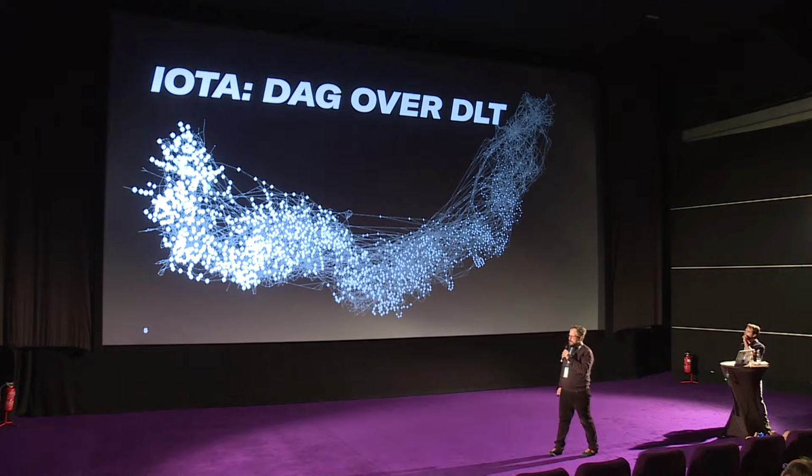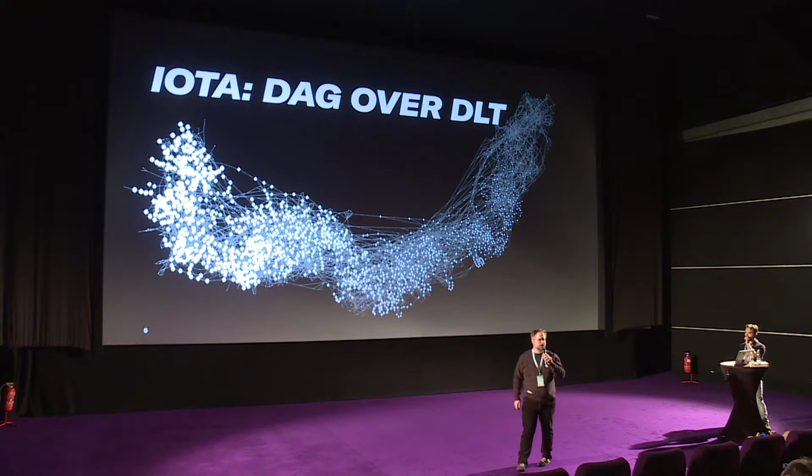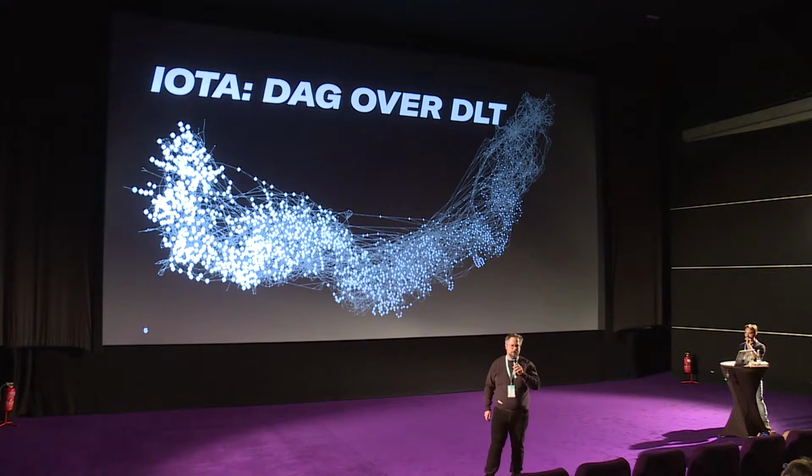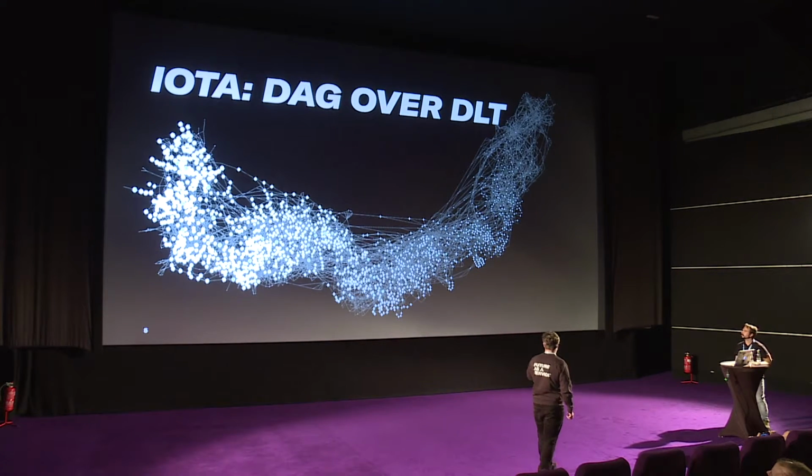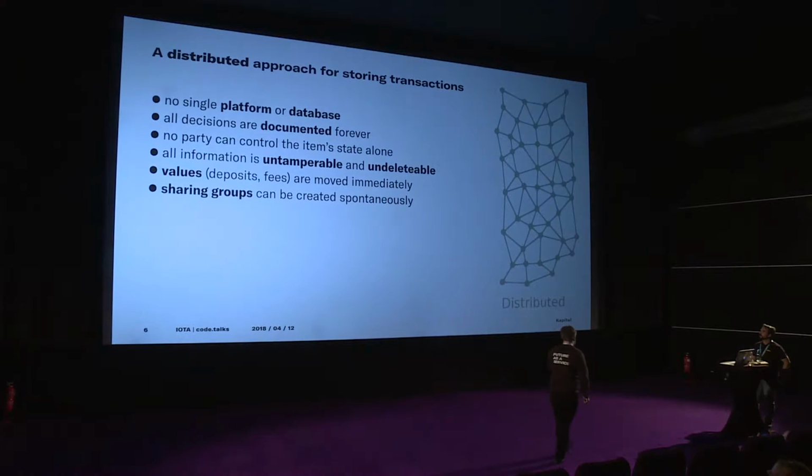IOTA, I will come to that in a minute, is a little bit different from the blockchain technology that you may be used to. It is a little bit related to blockchain, but it's definitely not a blockchain. We're using a distributed approach for storing transactions, and this is why we chose IOTA. We wanted to have no single platform or single database that stores the data about the transactions for renting.